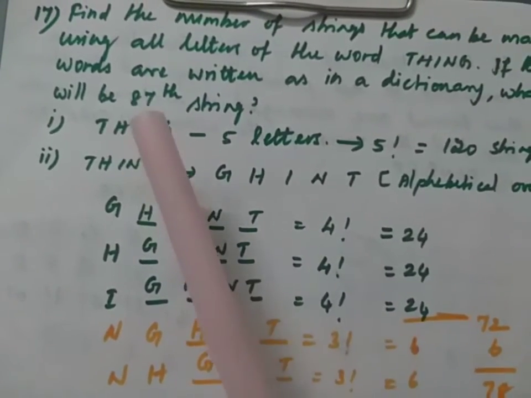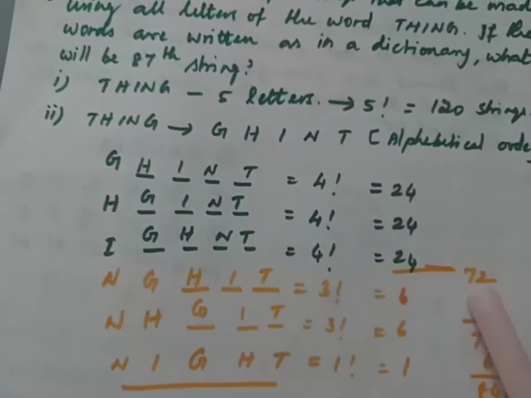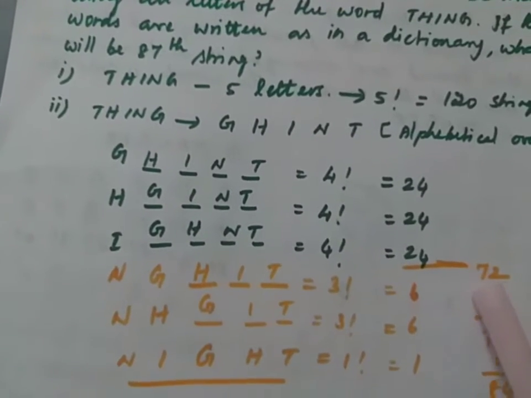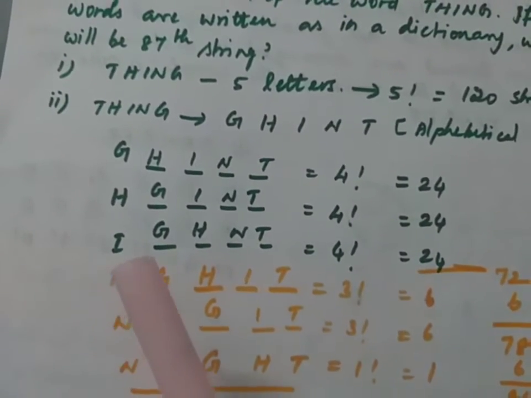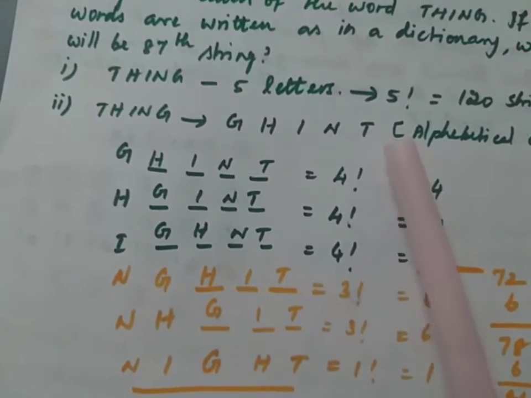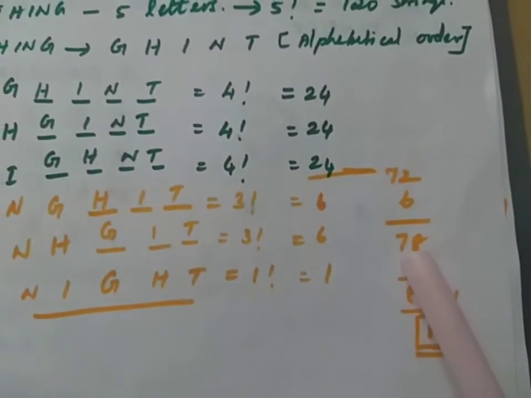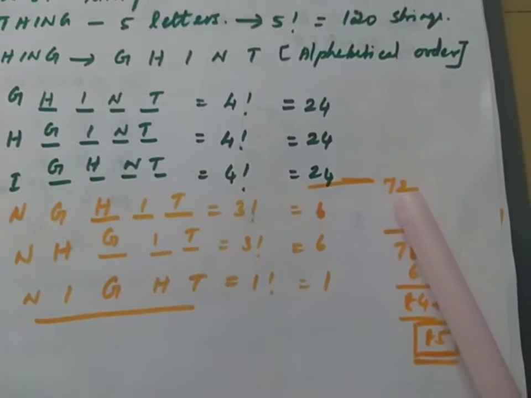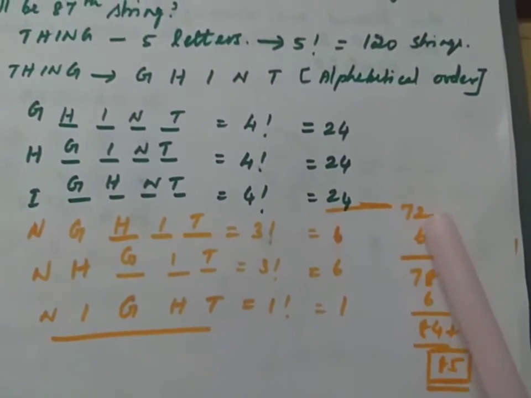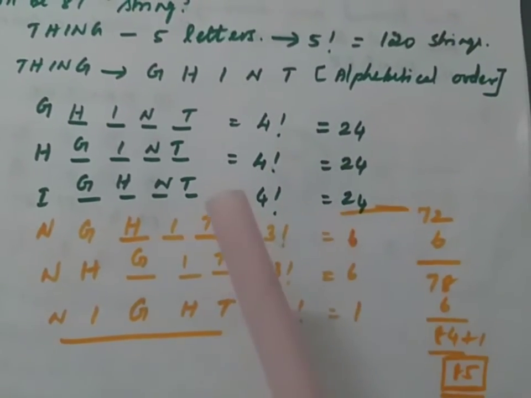But we want to find the 87th string. Now we have only 72. So we want to write another thing also. Suppose we put the next letter N here. Except this N, G H I T, we have 4 factorial again, that is also 24. If we add 24 along with this 72, it will be more, isn't it? So no need to arrange these 4 letters here. We will go on to the next move, that is 3 letter words.